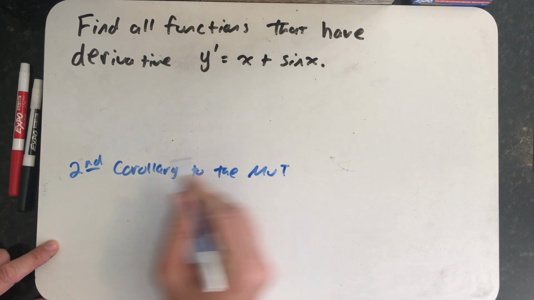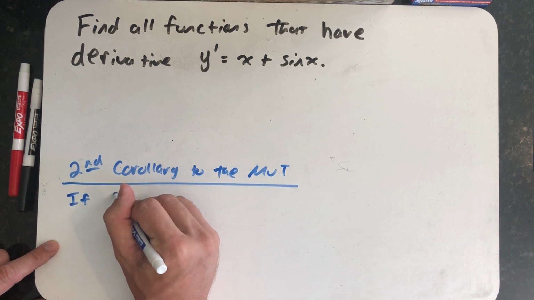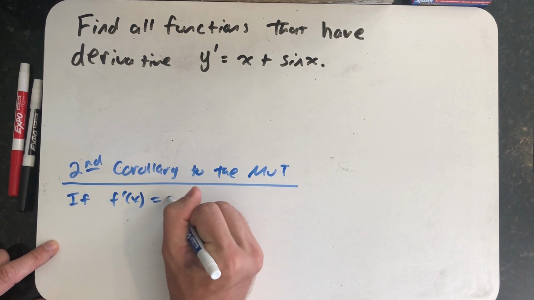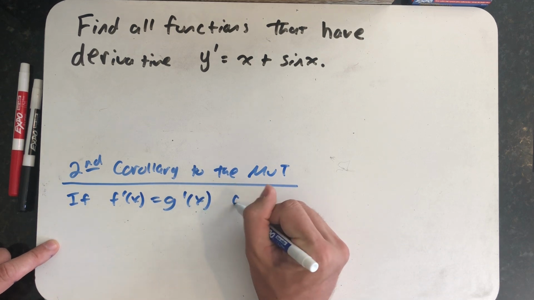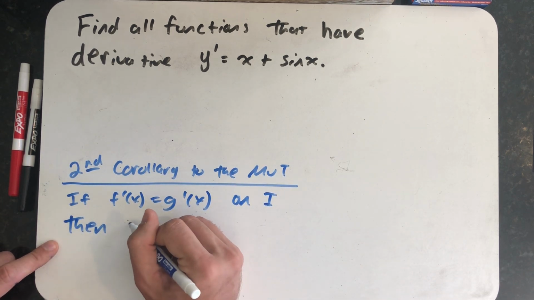The second corollary to the mean value theorem states that if I have two functions with the same derivative on an interval, then those functions differ by at most a constant.